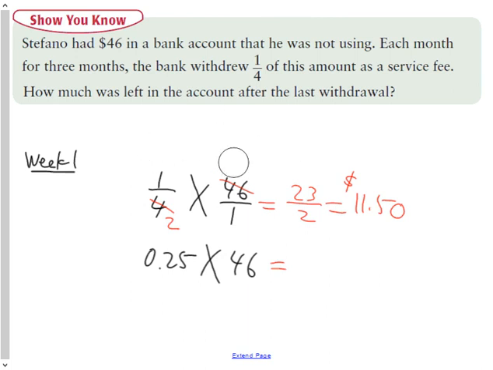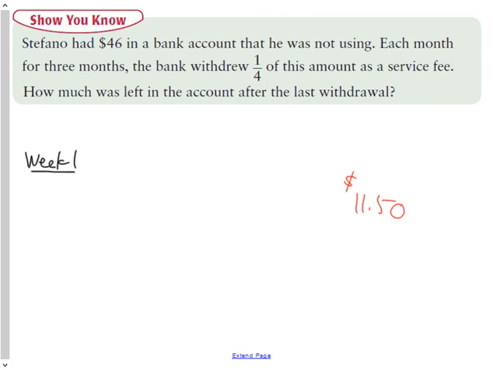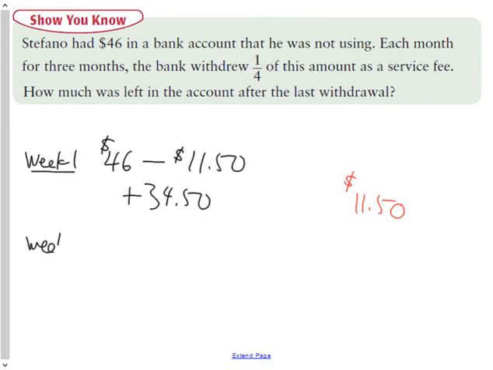If he lost a quarter of it, right? If he lost a quarter of it, it's the $46 that he had. Take away the service fee of $11.50. The answer is going to be $34.50 remaining. So a positive $34.50 is the remainder of week 1. In week 2, a quarter of what remains will be taken out. So it's going to be a quarter of $34.50.